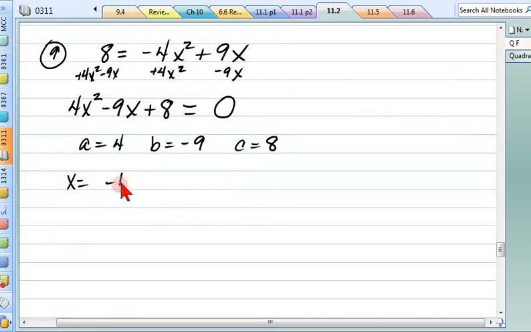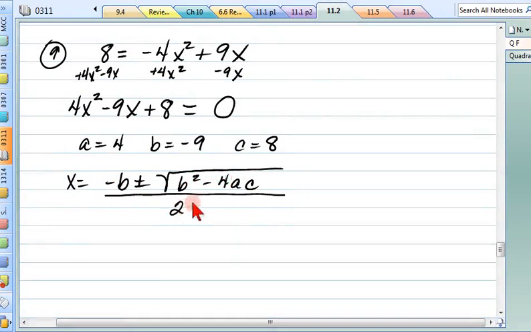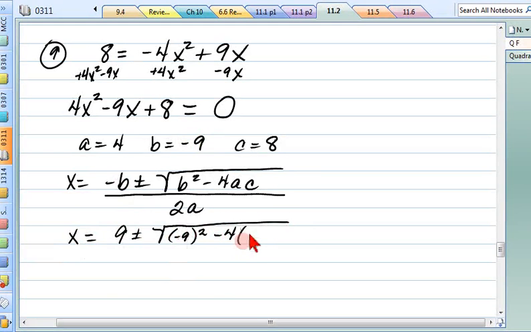x is equal to negative b plus or minus the square root of b squared minus 4ac, all over 2a. If you actually write the quadratic formula down every time you use it, you'll have it memorized after the lesson, even though you don't have to. Negative b, well, what's the opposite of negative 9? Positive 9. Plus or minus the square root of (negative 9) squared minus 4 times 4 times 8, all over 2 times 4.